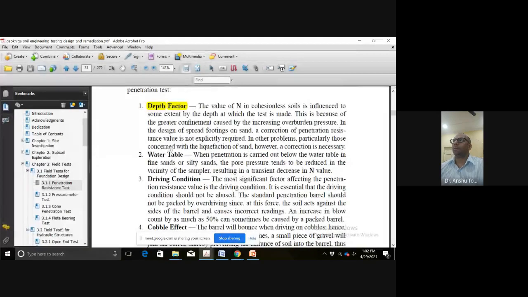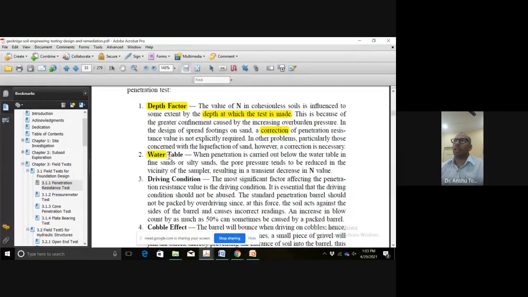Depth factor, because of the greater confinement caused by increasing overburden pressure in the design of spread footings. A correction is made corresponding to that. So the depth at which it is made, suppose we require a value at 18 inches. So that will affect the values.